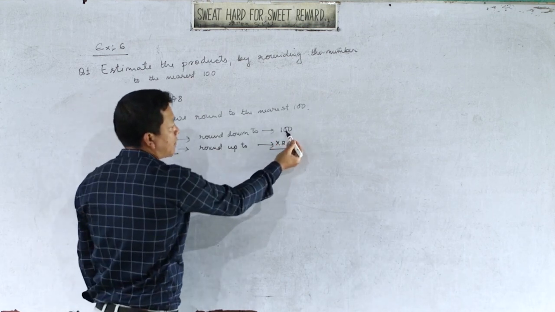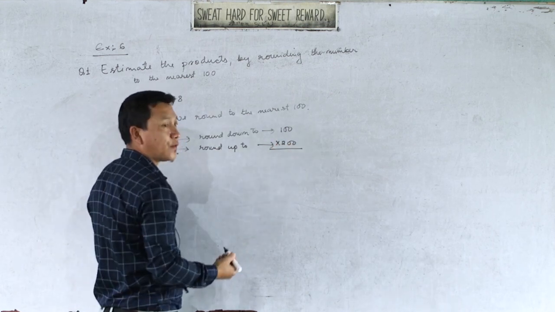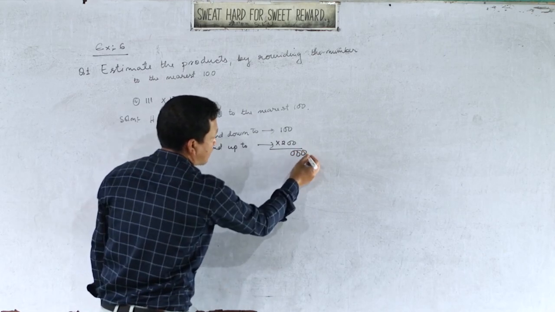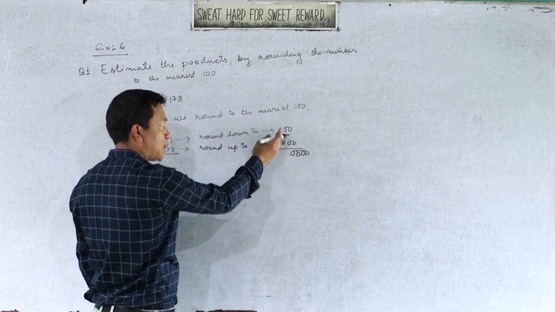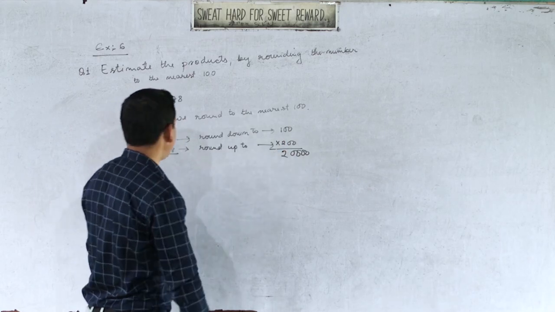You should count the zeros. How many zeros are there? 1, 2, 3, 4. 4 zeros. You should write here 4 zeros. Okay? The remaining are 2 and 1. 2 ones are 2.